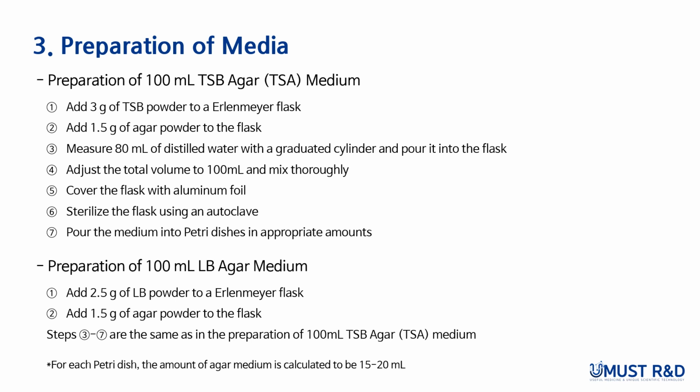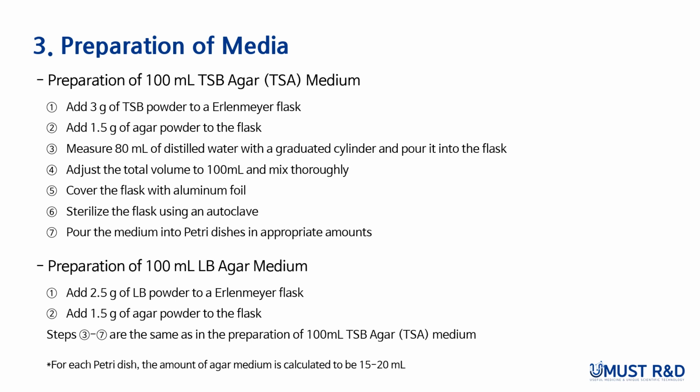Mix well using a magnetic bar and stirrer. Cover the opening of the flask with aluminum foil and sterilize it using an autoclave. After sterilization, pour the medium into petri dishes and allow it to cool and solidify.